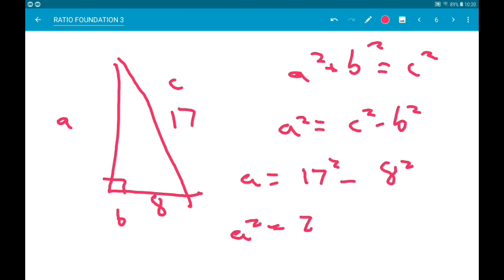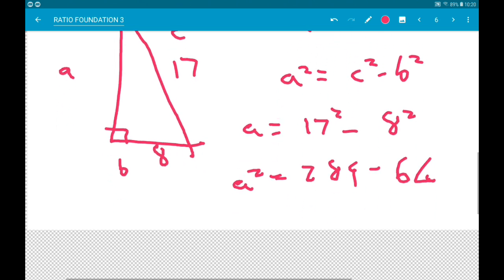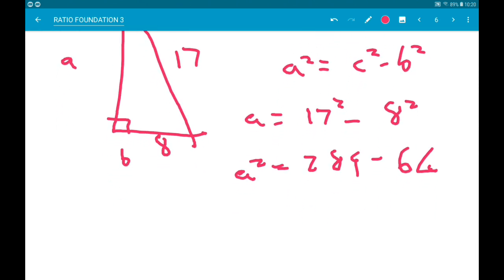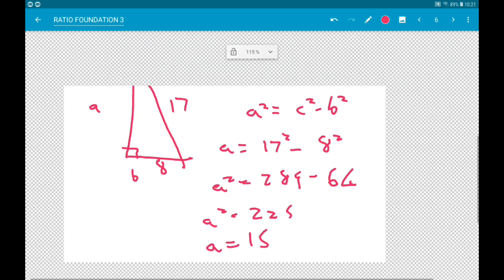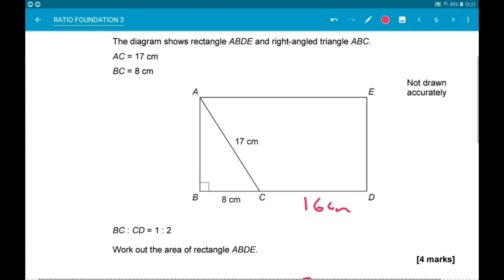Now that is 289 minus 64, which gives us 225. Now if we square root that, a is 15. So we now know the height and the length of the rectangle.